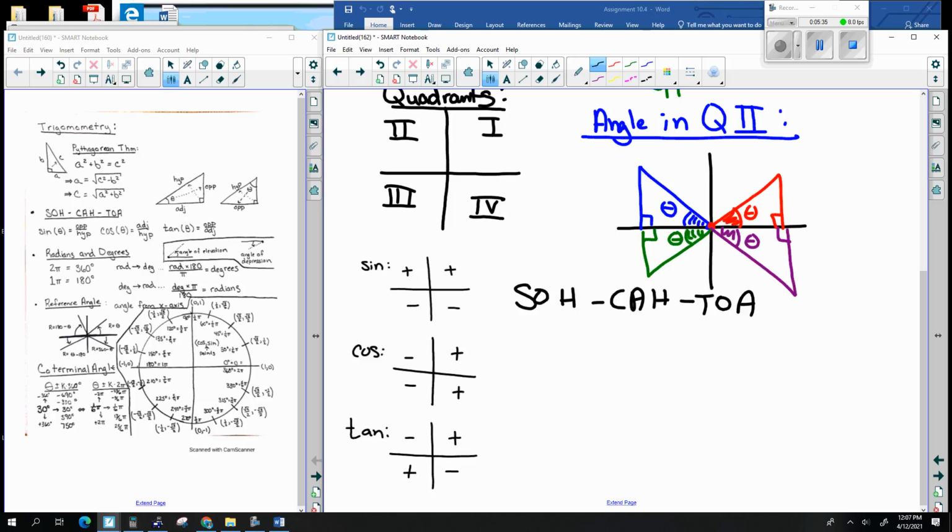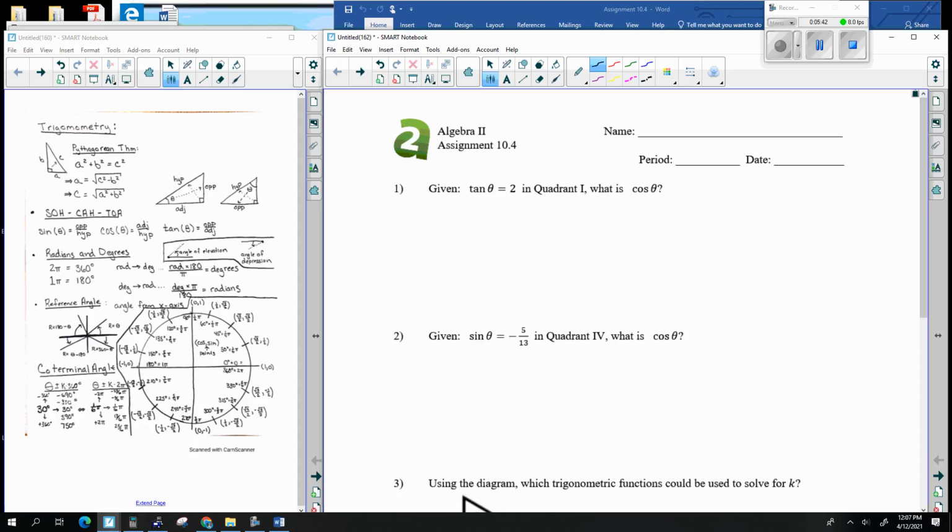The best way to learn these problems is to actually do them, so let's go ahead and take a look. Given that tangent of theta is equal to 2 in quadrant 1, what is the cosine of theta?